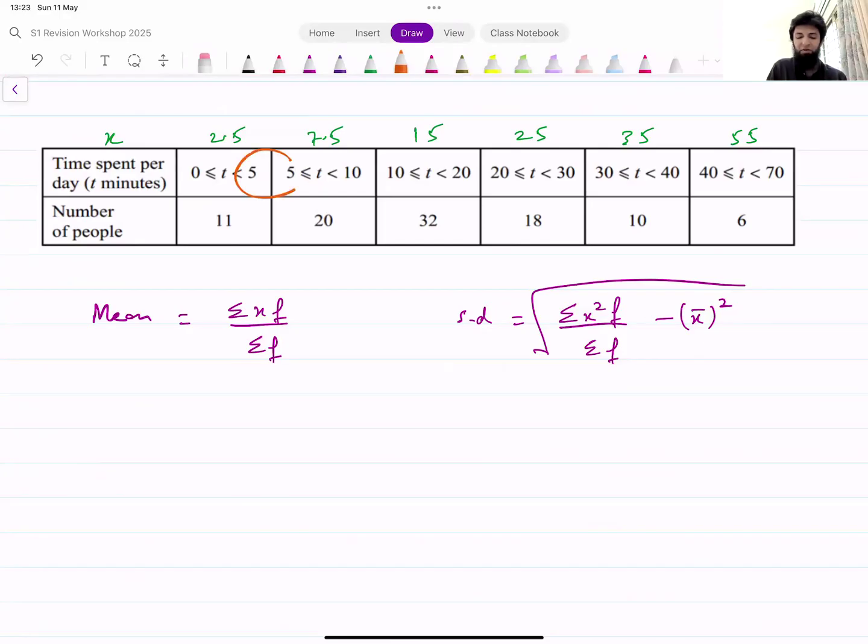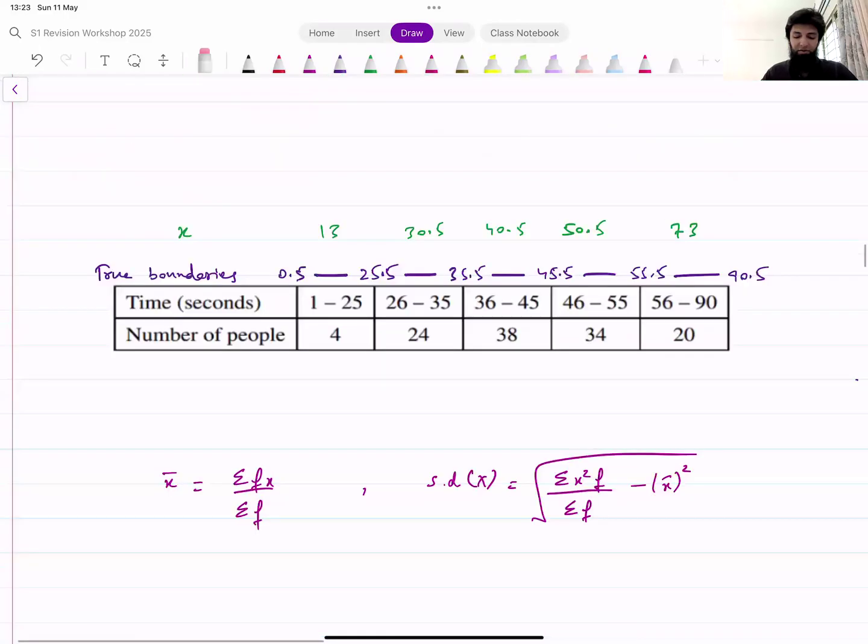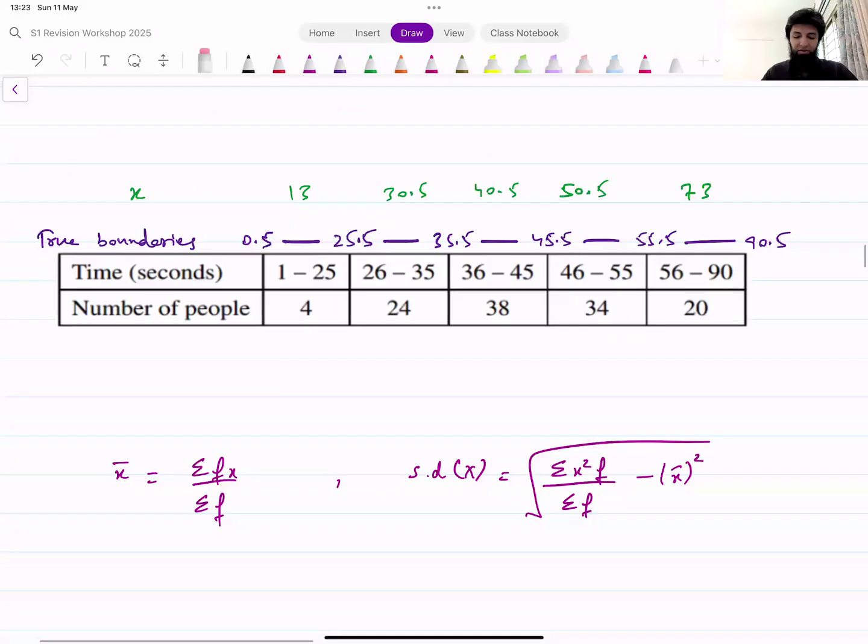Since there are no gaps between values, we would just find the midpoints, and these are the frequencies. Add another row to the data, xf and x²f, and use them to find the mean and standard deviation. So that remains the same. However, if you get some data that looks like this now, in which there are gaps between intervals. So from 1 to 25, 26 to 35, 36 to 45, now there are gaps between intervals.